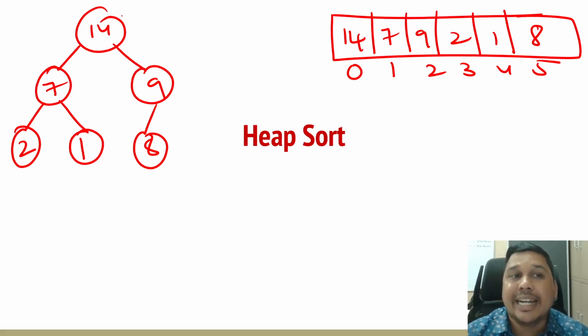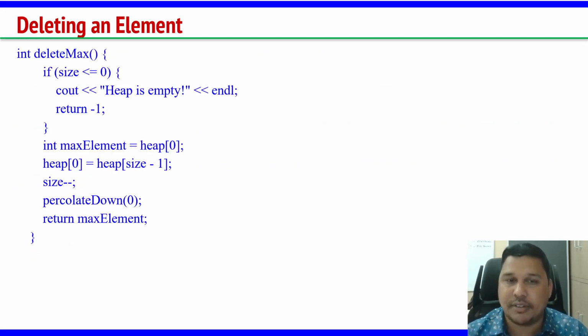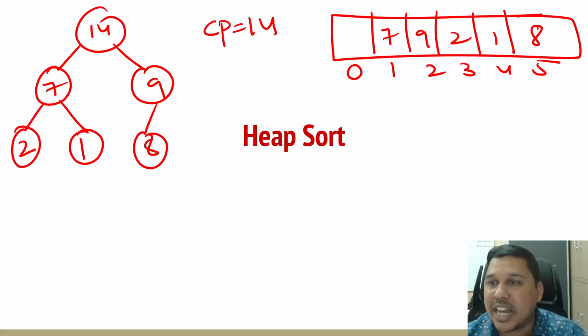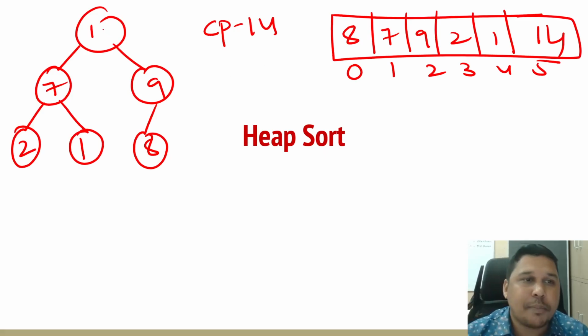What you have to do? Delete the root. Root gets deleted. Copy this into a separate element. I have copied that into a separate element, 14. Then, what is the logic of deletion? We have studied in deletion what we are doing: copy the first element into some variable, then copy the last element into the first element location. So, 8 is deleted, kept here. Okay. Then place the 14 here. Now, what happened? 8 came here and this is deleted.